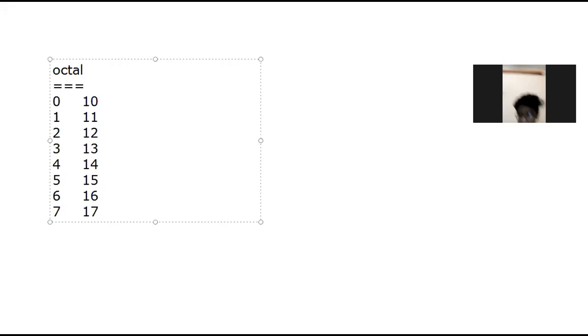0, 1, 2, 3, 4, 5, 6, 7. Then 8 is how much? 1, 0. Then 9 is how much? 1, 1. Then 10 is how much? 1, 2. 11 is 1, 3. 1, 4 is 12. 1, 5 is 13. 1, 6 is 14. And 1, 7 is 15.